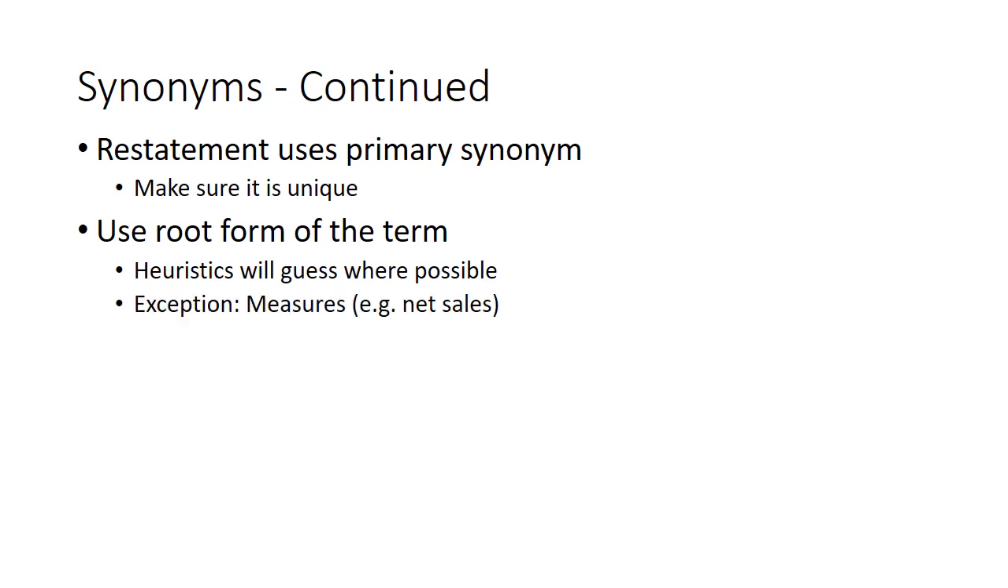The one exception to this is measures. Measures tend to be inherently plural. So for example, net sales is the right term for the net sales column, rather than net sale.